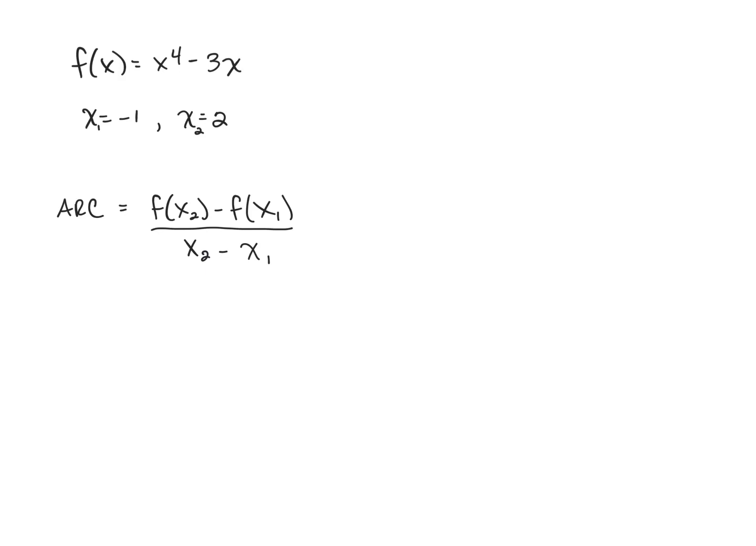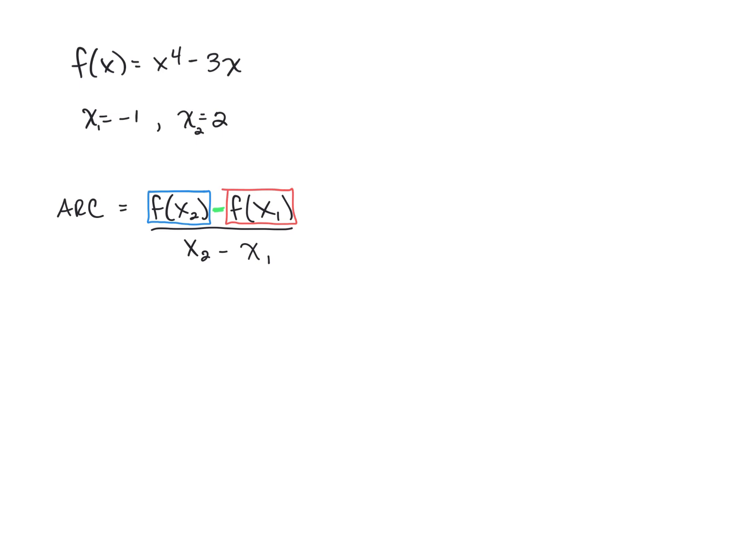So here you just want to be a little careful with your algebra. I'll use different colors to help you keep track of all the signs. To calculate the average rate of change, we need to know what f of x sub 2 is, and we're going to subtract that from f of x sub 1. Okay, so we have to keep track of that minus sign.